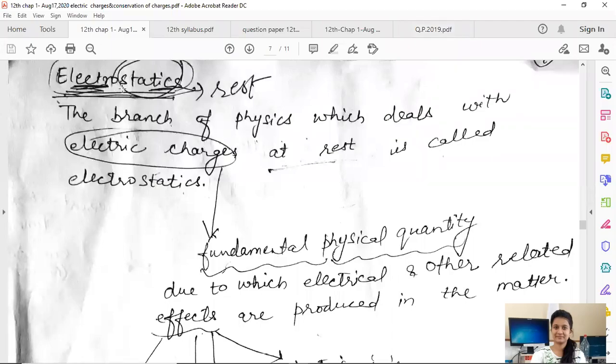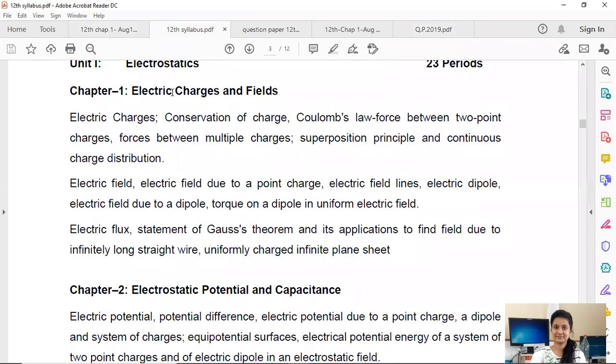Hello to all. Today we will start the first unit according to this CBSE syllabus, the electric charges and fields. Let us start with the introduction of electric charges.